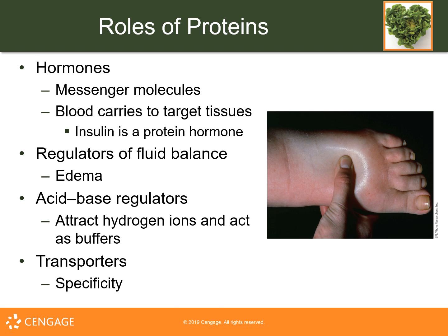Also, certain proteins regulate fluid balance in the body. If it sees at any time excess fluid outside the body tissues, called edema, it will regulate it and bring it back into the bloodstream in order to get rid of it. So sometimes if we lack proteins, we will lack the ability to manage this edema that can happen from inflammation and trauma in the body. They also serve as buffers, acid-base regulators. They will attract hydrogens and act as buffers to neutralize the pH in our body.